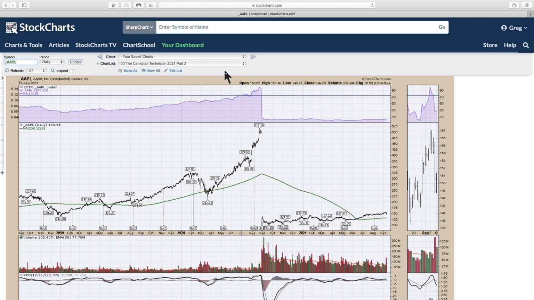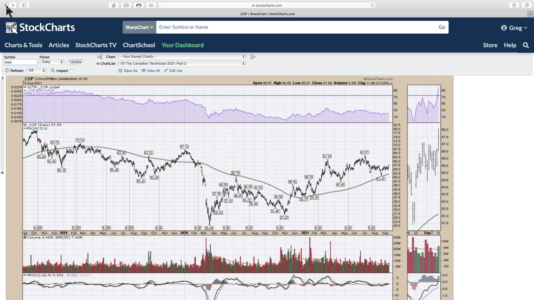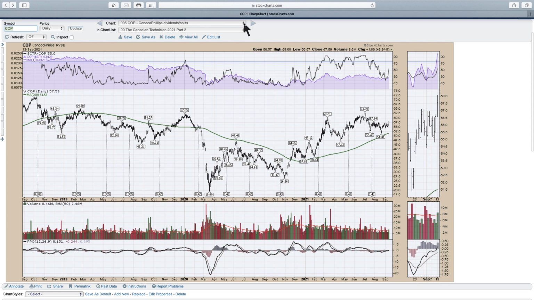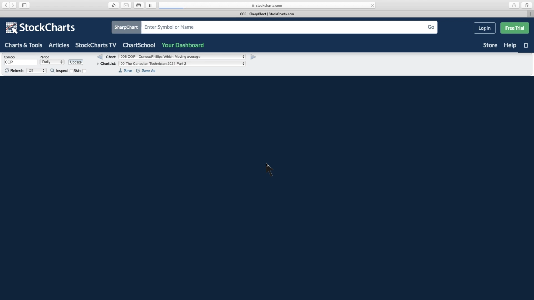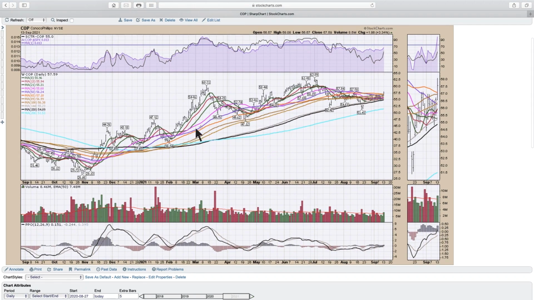Okay, the next thing that I want to show you is getting into moving averages. And people say, which moving average? And the right answer is all of these are moving averages. So I've got an 8, 13, 21, 34, 50, 65, 89, 100, 144, 150, 200 moving average on the chart.